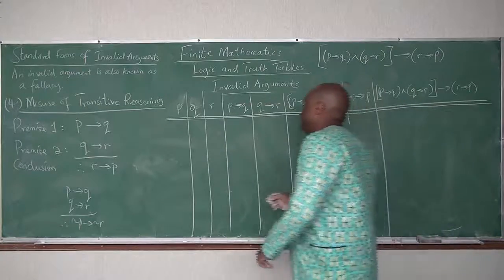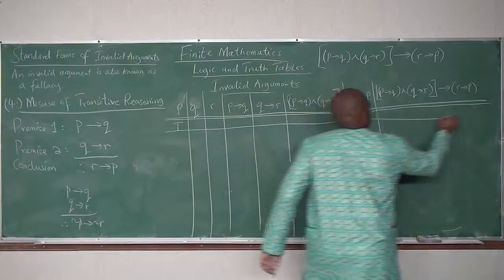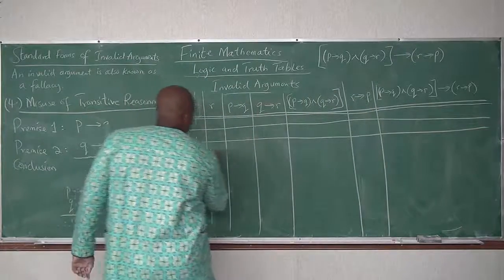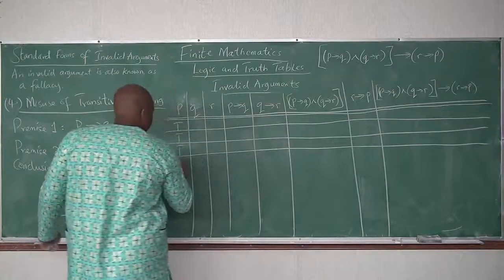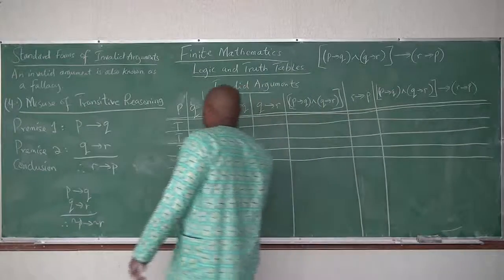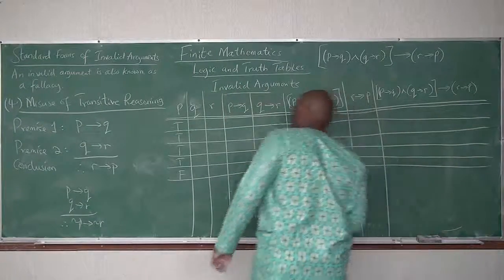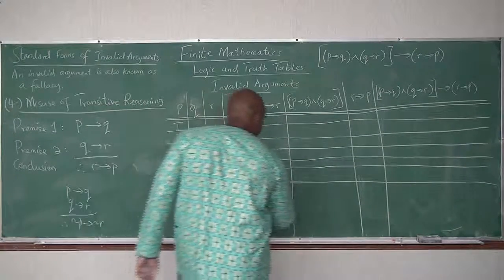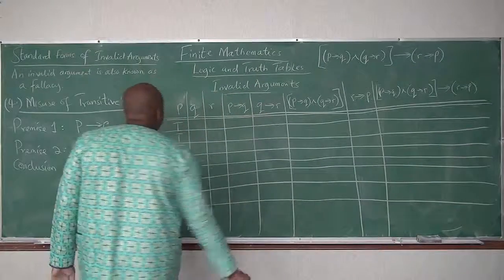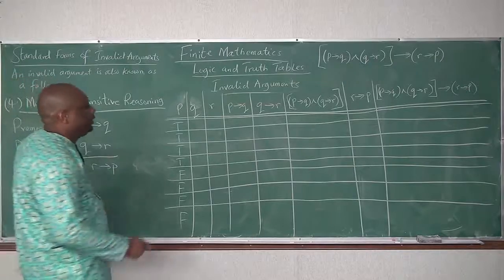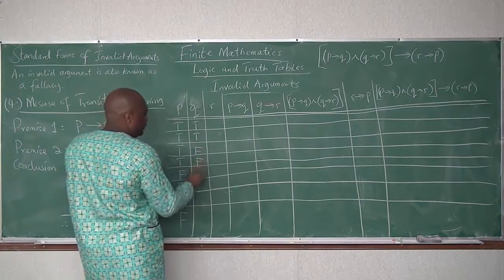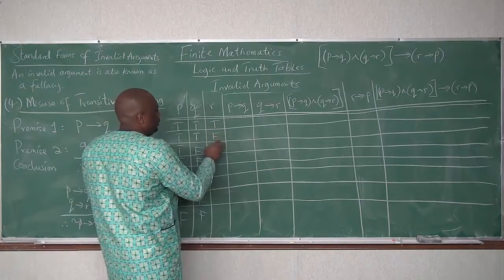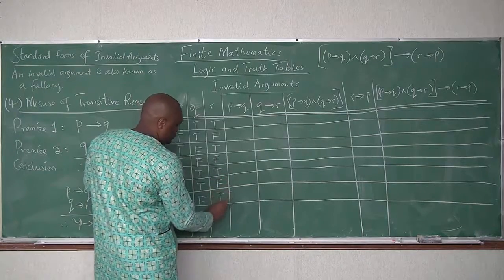So I have true, true, true, false, false, false, false. True, true, true, true, false, false, false, false. Q will be true, true, false, false, true, true, false, false. The arrow will be true, false, true, false, true, false, true, false.